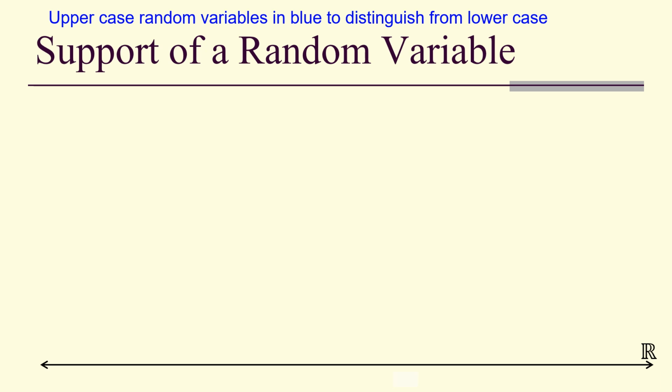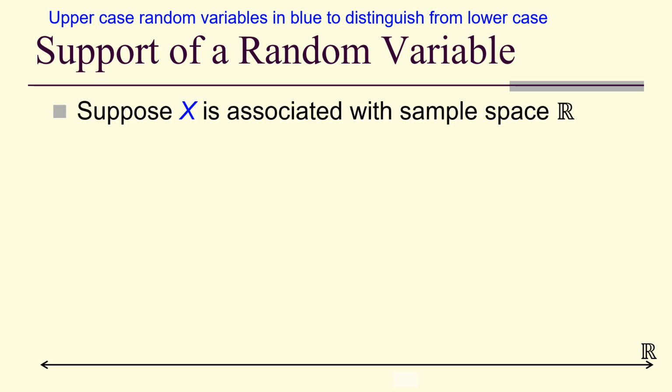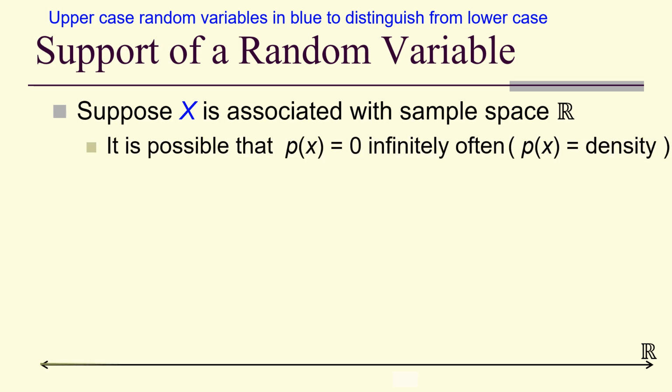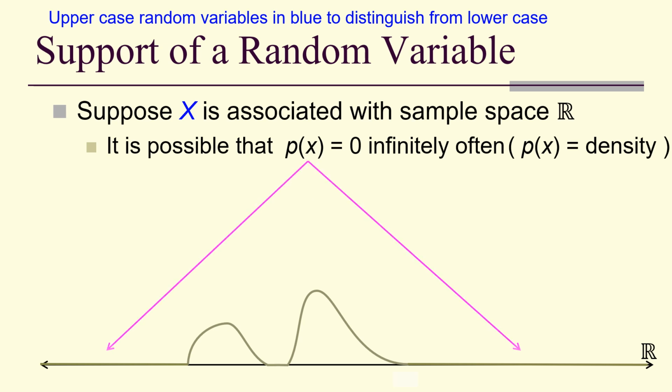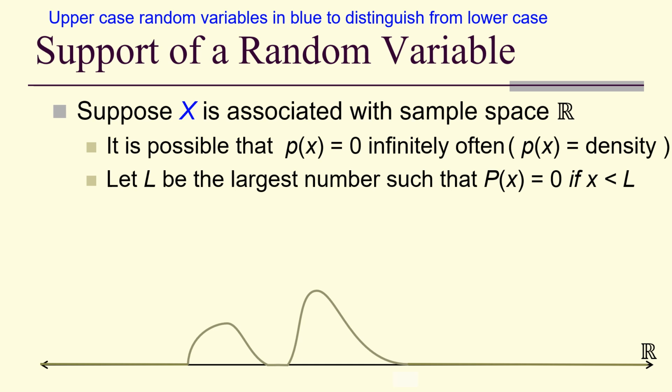Now let's also introduce the concept of the support of a random variable. So again, X is associated with a sample space. And notice I'm writing the X in blue here, so you'll note when I'm using uppercase. It's possible that the density function is 0 infinitely often, as you can see here. So we're going to let L be the largest number such that the cumulative function of lowercase x is 0 if x is less than L.